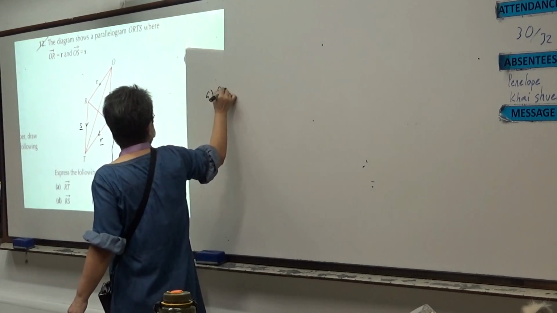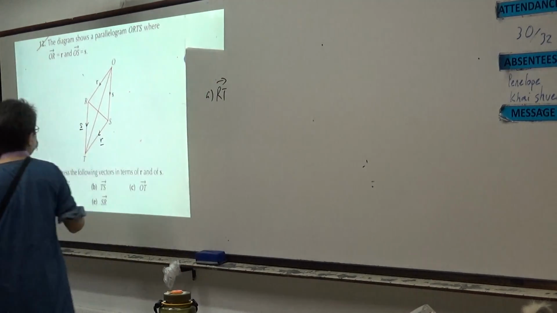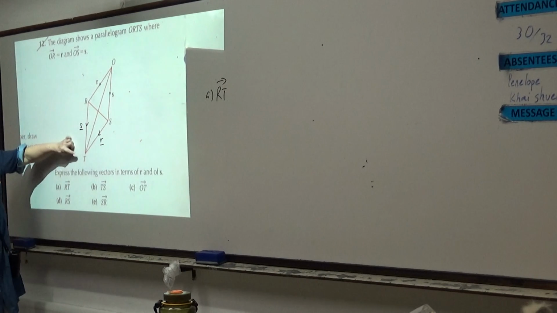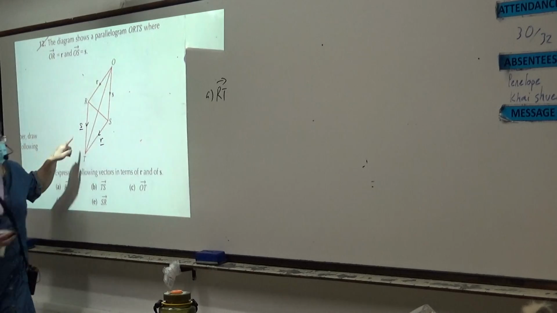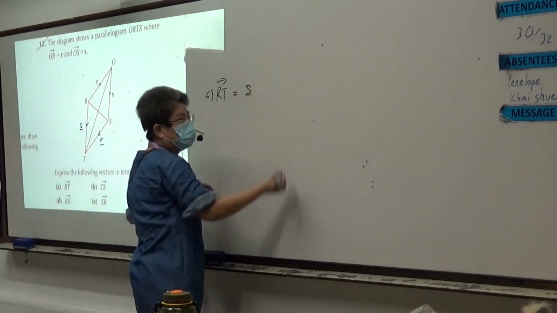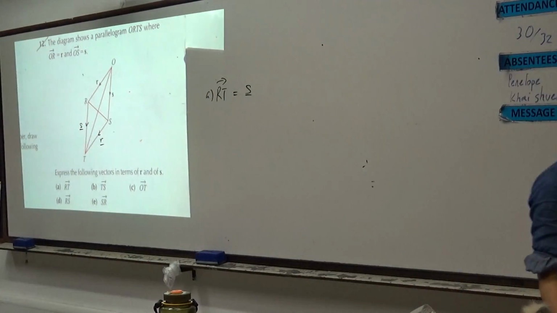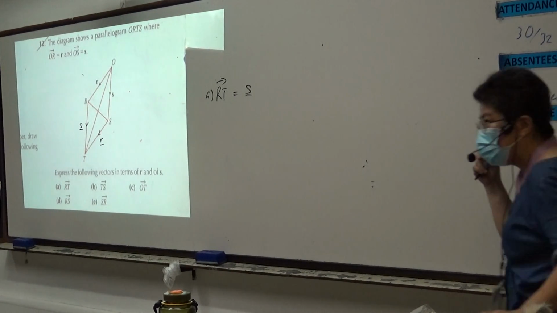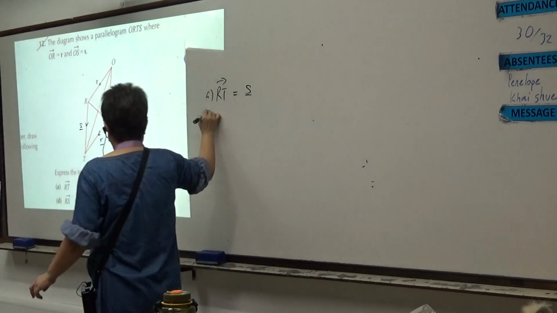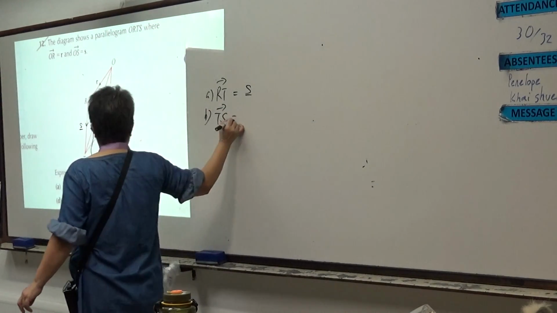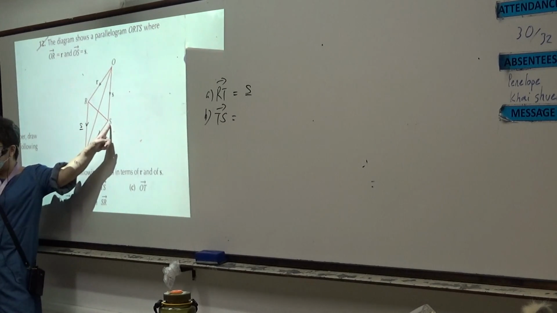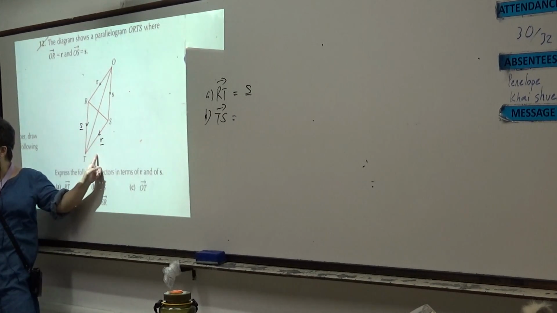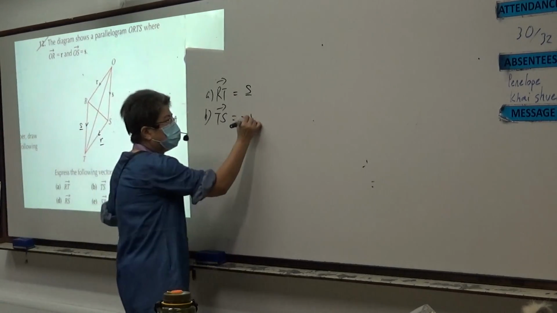A. RT. Now, can you see RT is here, so what is it? Just S. Is everybody okay? Part B. TS. All of you look up. If I want TS, it is in this direction, now this is in this direction, so how? Negative R. Very good.